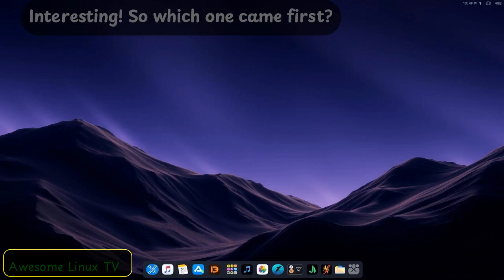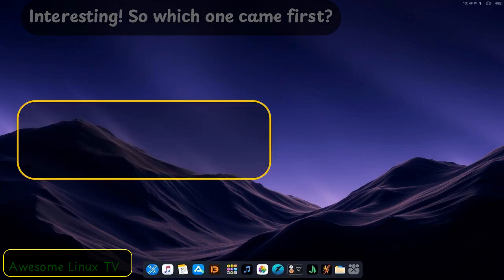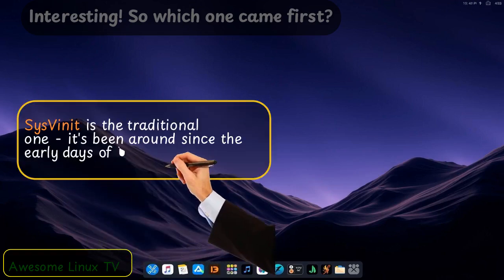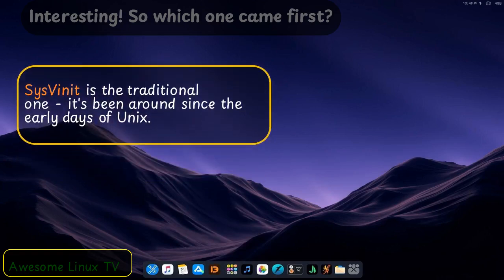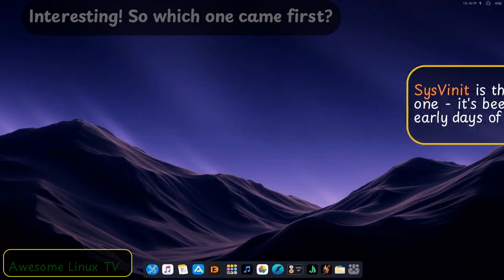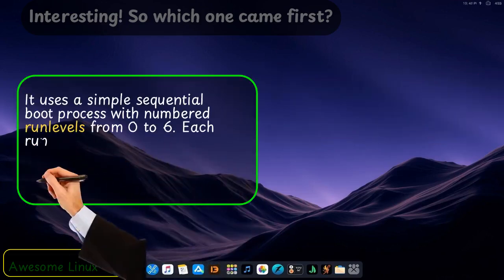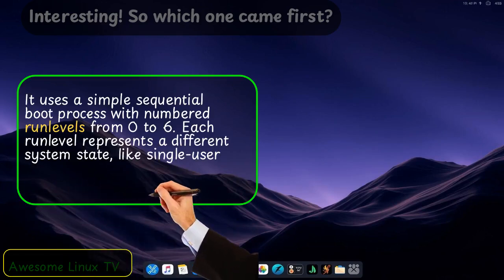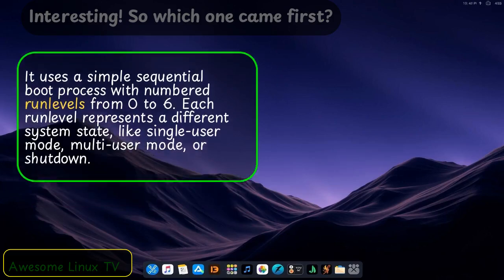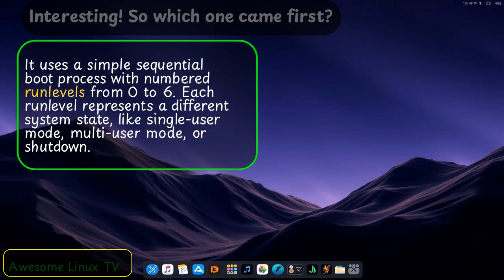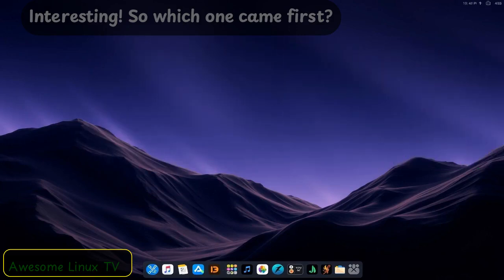Interesting. So which one came first? SysVinit is the traditional one. It's been around since the early days of Unix. It uses a simple sequential boot process with numbered run levels from 0 to 6. Each run level represents a different system state, like single-user mode, multi-user mode, or shutdown.